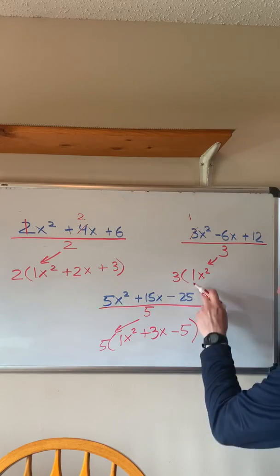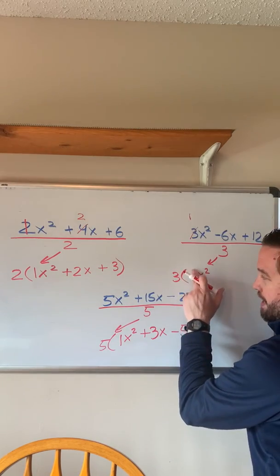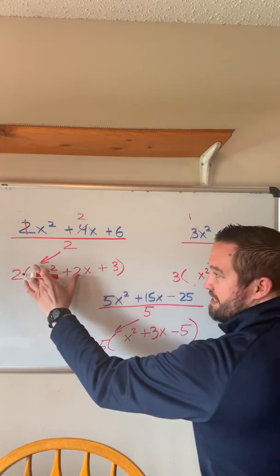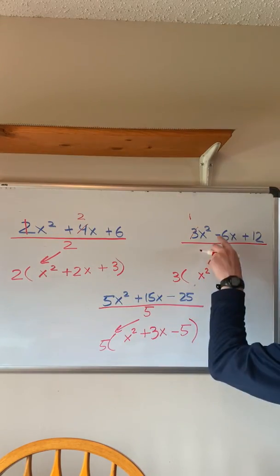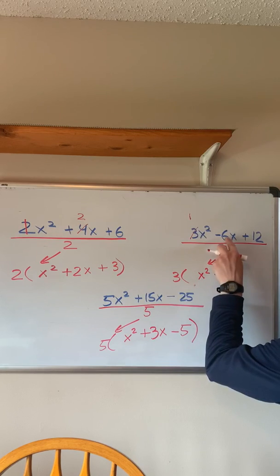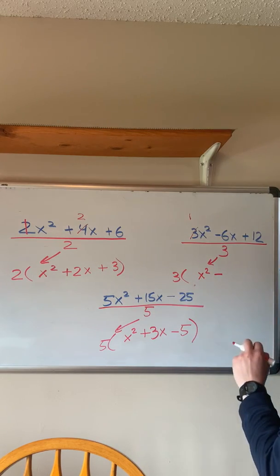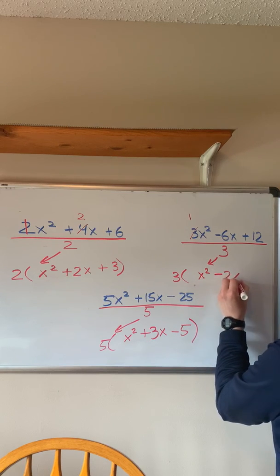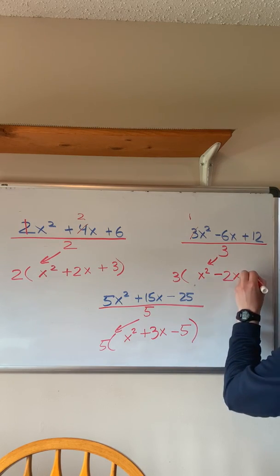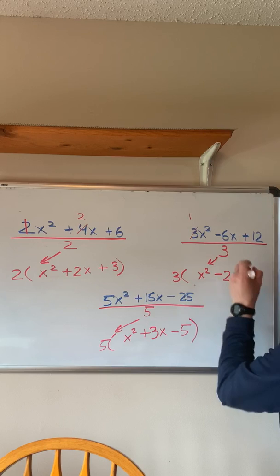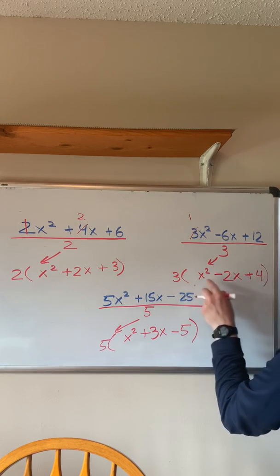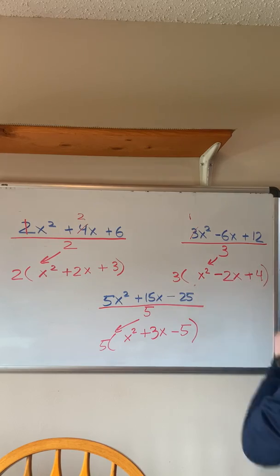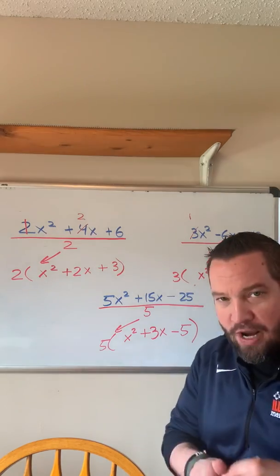Hey, remember again, my friends, that a 1x squared and an x squared are still the exact same thing. Minus 6 divided by 3. 3 goes into 6 2 times. I bring down my x plus 12 divided by 3 is 4. I've got my 3 terms. X squared minus 2x plus 4. Okay, let's just try one more.